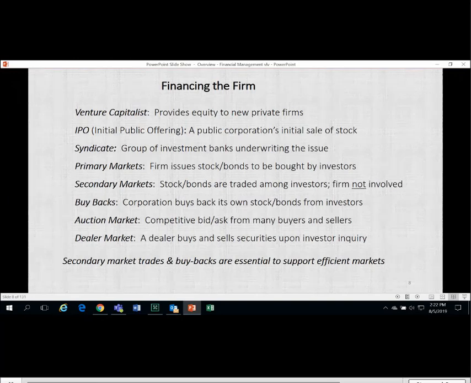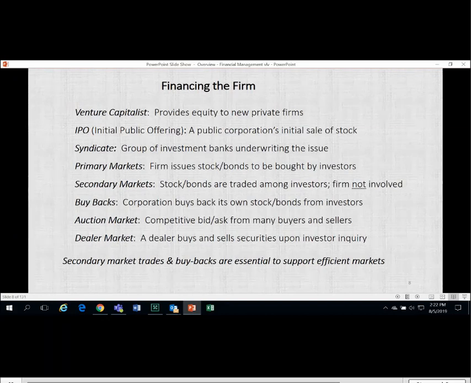Primary markets, that's a situation when the firm is actually issuing stocks and bonds to be bought by investors, so the corporation receives cash to help fund the operations of the firm. In contrast, in the secondary market, stocks and bonds are traded among investors. The firm is not involved at all. The corporation does not raise any cash.